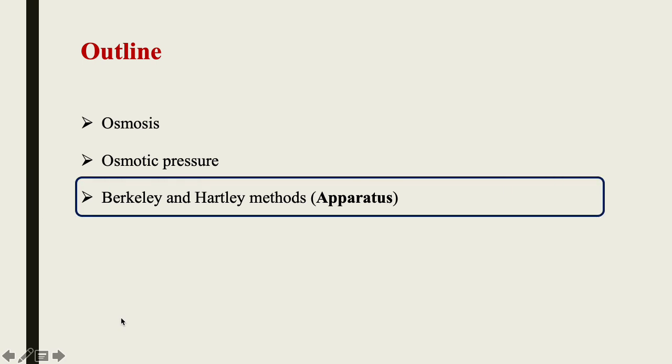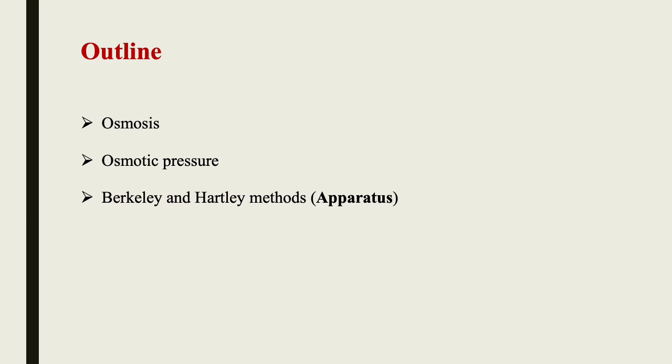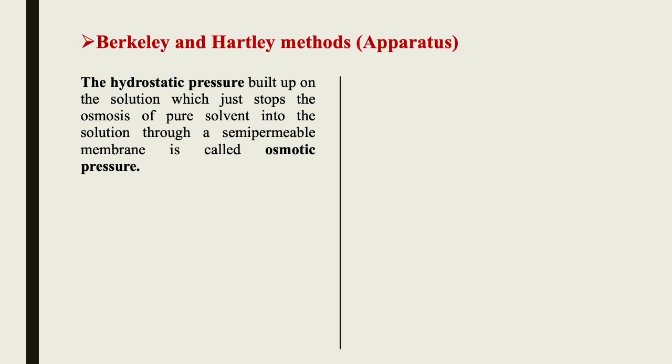Now let us see the methods of how to measure the osmotic pressure. One apparatus is the Berkeley and Hartley method. Berkeley and Hartley are the names of two different scientists, and they invented this apparatus. We will see how this method works.